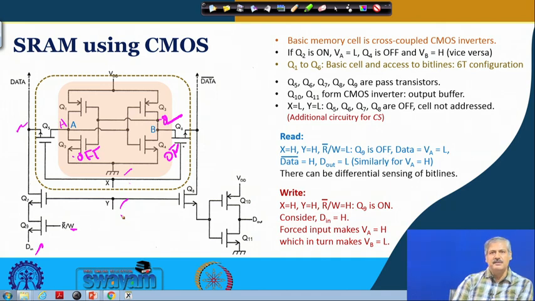So, accordingly this switching will take place, right, and for writing a 0, this will be low. So, this value will be low at that time, okay, which will force this one to be on and this one to be off, okay. So, this is one typical arrangement, okay.